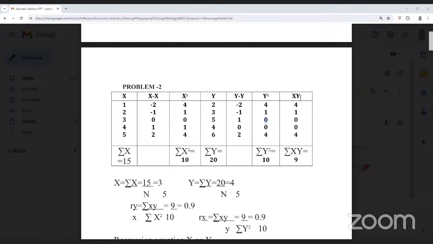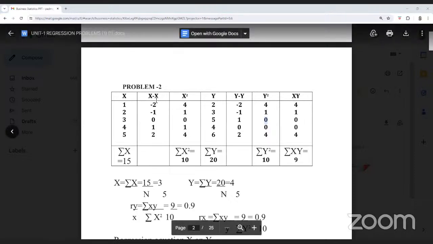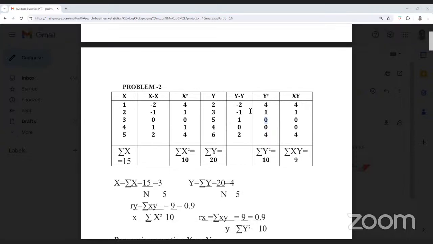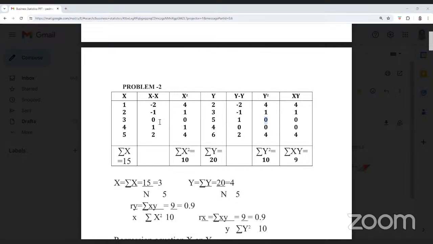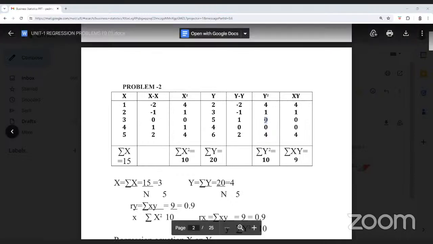Now you have to take the xy. Here it is x and here it is y. 2 into, yes, here minus value becomes plus, 2 into 2, it is 4. 1 into 1, it is 1. 0 into 1, 0 into 1, 0. Okay. 1 into 0, 0.